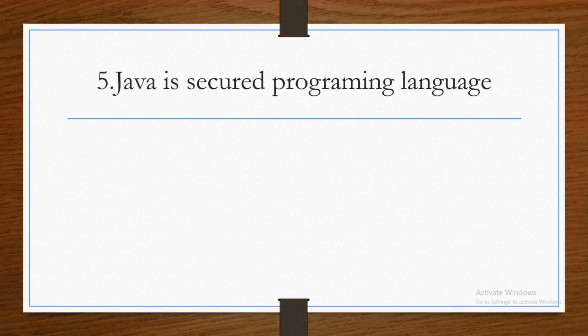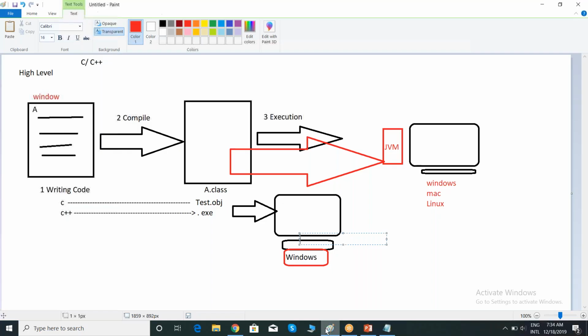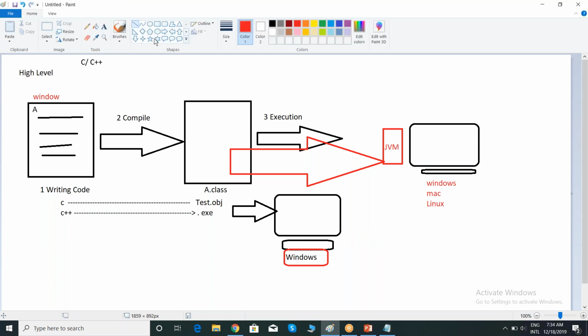Clear? And Java is a secured programming language. If you write a program in Java, first of all, what are the steps? First we write a program, then we compile it, and then we execute it. After compiling, Java generates one class file, right? That class file contains binary code which humanly you cannot understand.